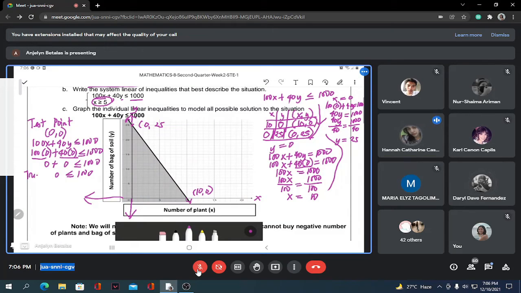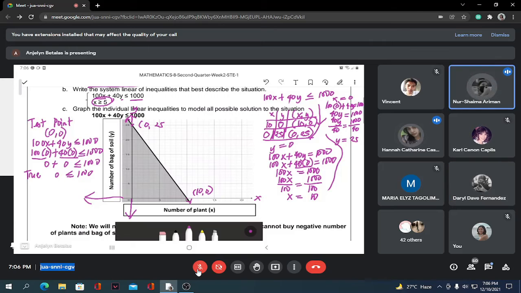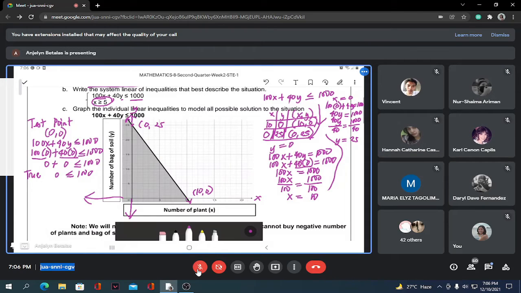Okay. If it's true, class, what does it mean? Towards. The shading is towards 0, 0. So it's clear that the shading goes towards 0, 0. You can already see the shading.